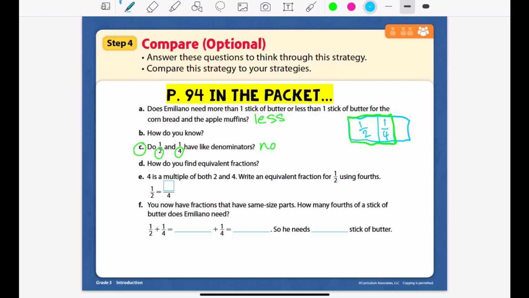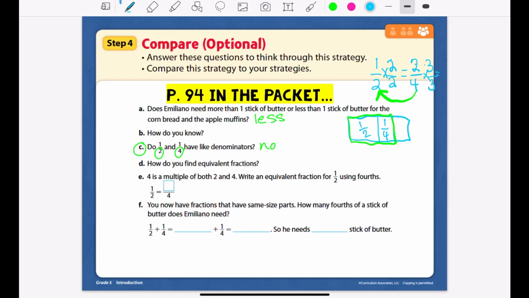All right, we're on D now. How do you find equivalent fractions? Well, if I have two fractions, like 1/2 and 1/4, and I need to find equivalent fractions, you can multiply the numerator and the denominator by the same thing. So let's say, for example, I want to make an equivalent fraction to 1/2. If I multiply the numerator and the denominator by the same thing, like a 2, 1 times 2 is 2, and 2 times 2 is 4. So 2/4 is equivalent to 1/2. You can even do it again, times 3.